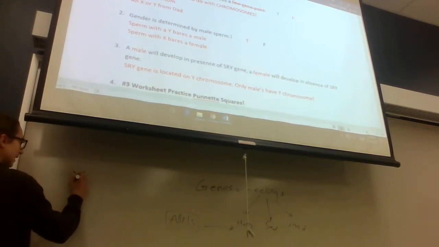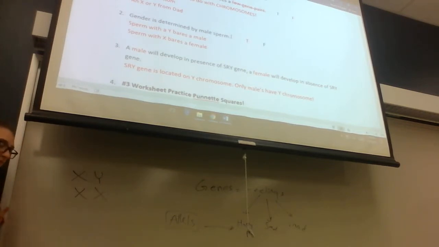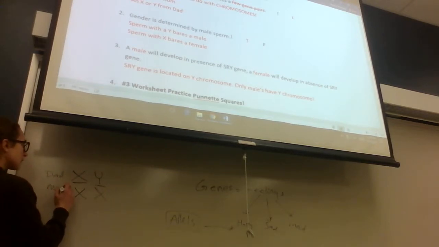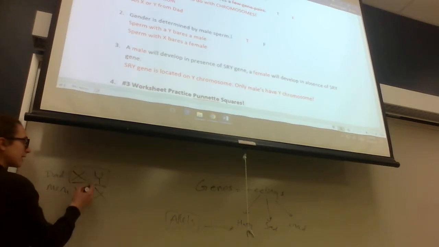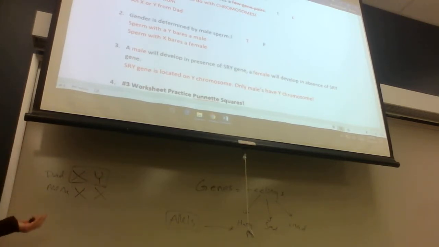So this is a male, XY. This is a female, XX. So the male, this is dad, this is mom. Depending on what you get, if you get an X, you're a female. If you get a Y, you're a male. So the dad's sperm is what determines it. Pretty neat.